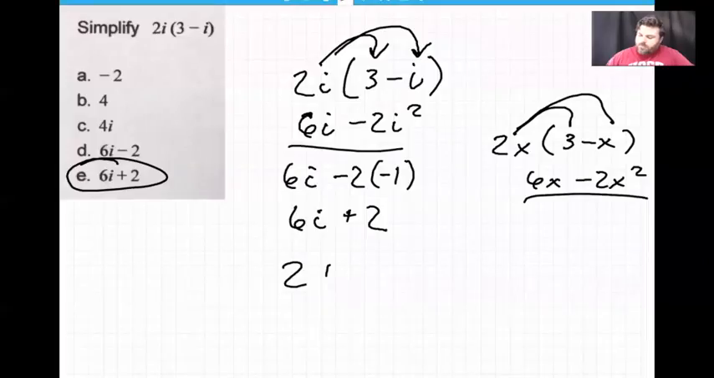Remember, a lot of the times they'll write it as 2 plus 6i. It's the same thing. Yeah, with addition, you can switch the order of things. There we go.